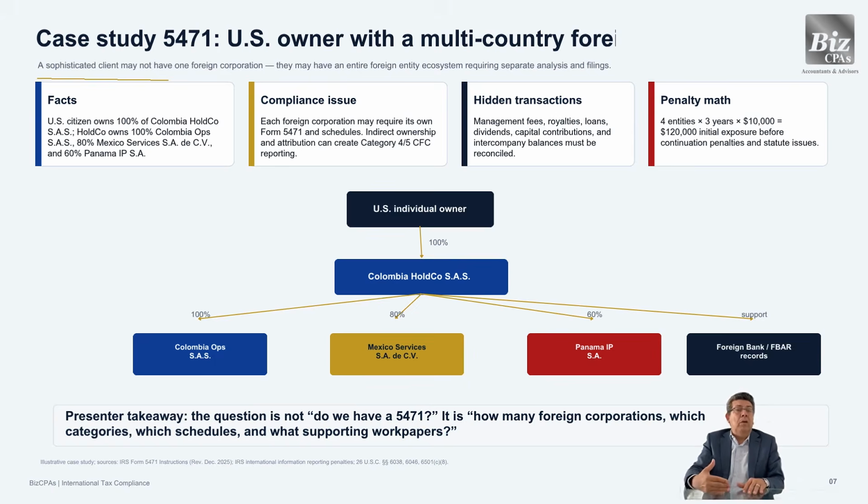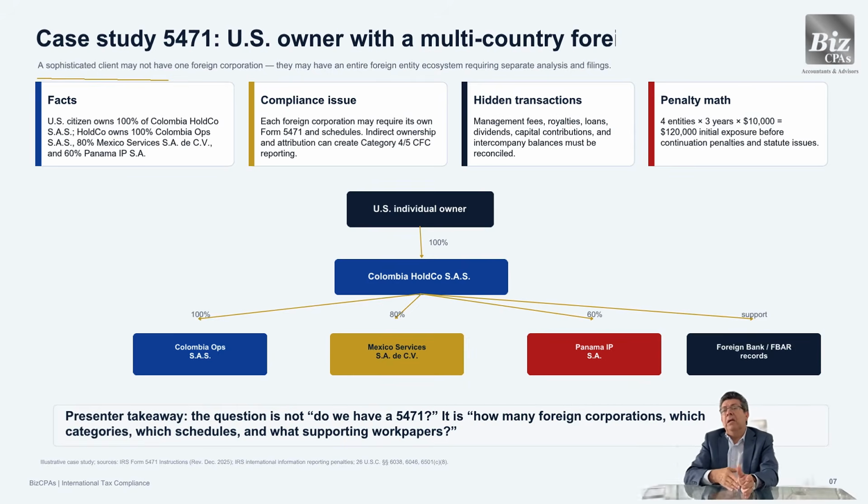But they also need to report related transactions between the companies. Within the 5471, they need to report if they have related transactions between the entities. And examples: management fees, royalties, loans, dividends, capital contributions. Now do the math. 4 entities for 3 years.